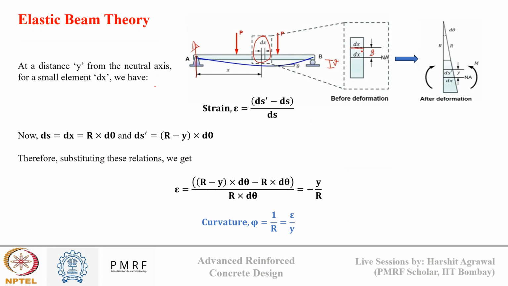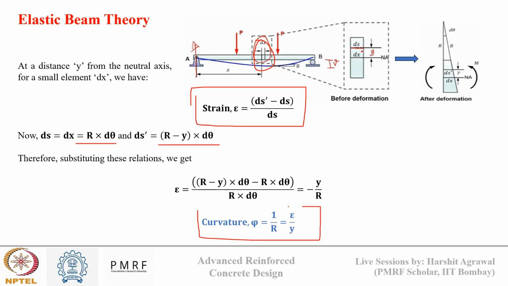We saw the derivation of curvature and how it is related to strain at a particular section and the distance of that section from the neutral axis. So for this, we assumed a small element dx at a distance y from the neutral axis, and in this element we calculated the strain in the member. Okay, knowing the initial length, we wrote the strain as change in length upon original length, and then substituting these relationships we got the curvature and how curvature is dependent upon strain and the distance from the neutral axis.